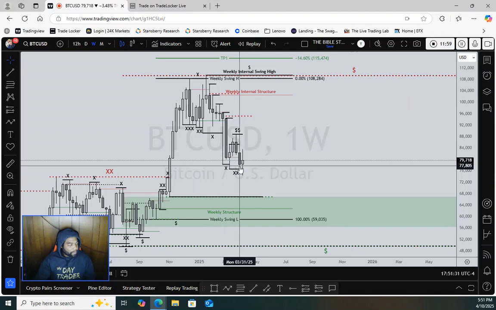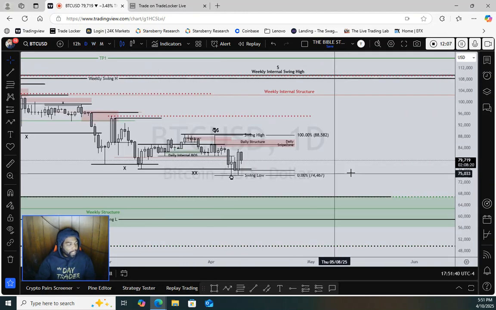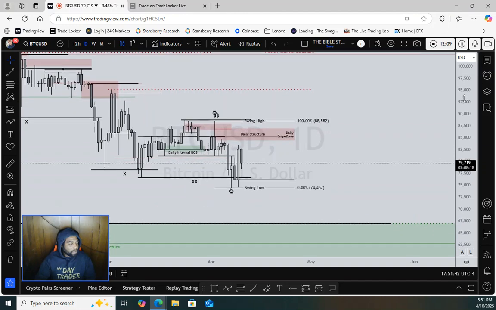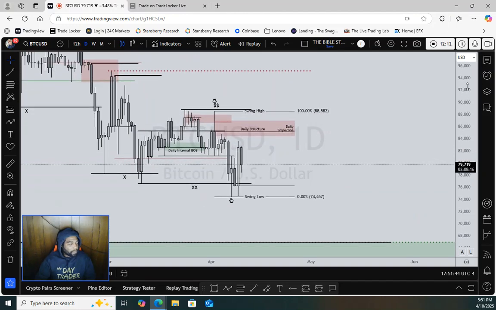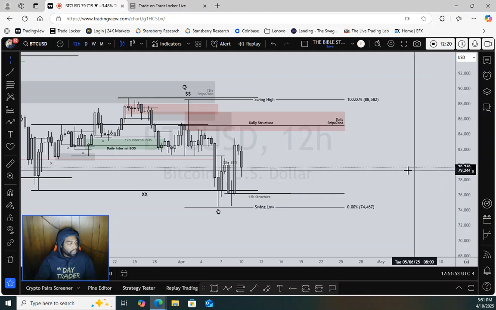We can see price give us this reversal here. But that's why we scale down, to determine what price is doing on the higher time frames, and analyze what the candles are telling us price is doing at these levels.